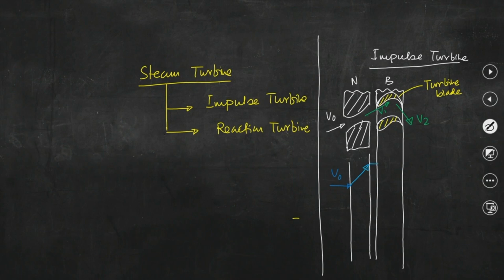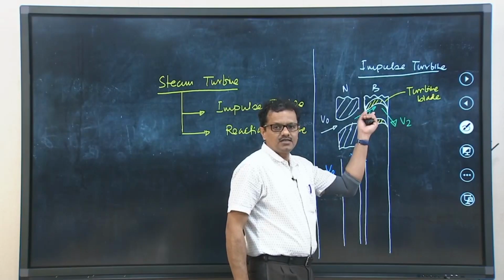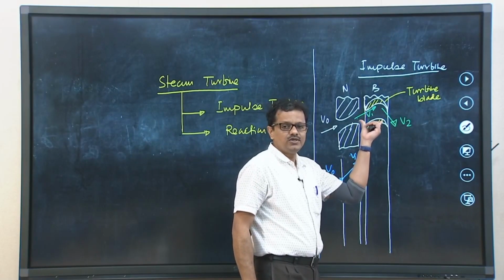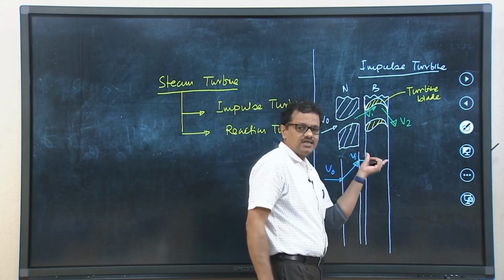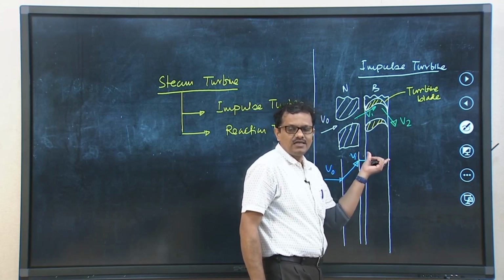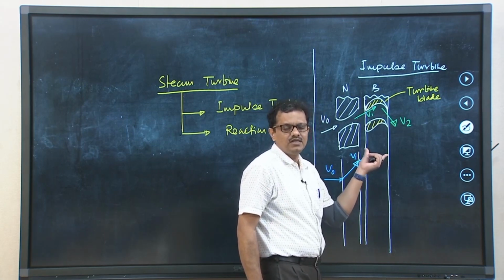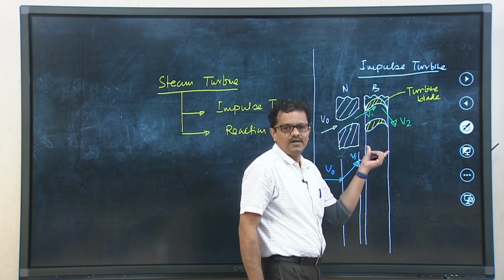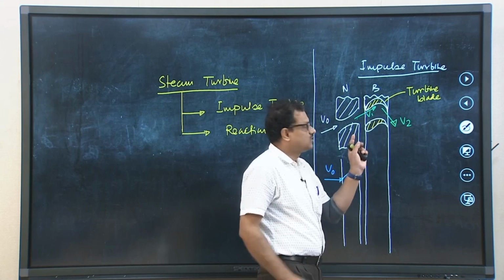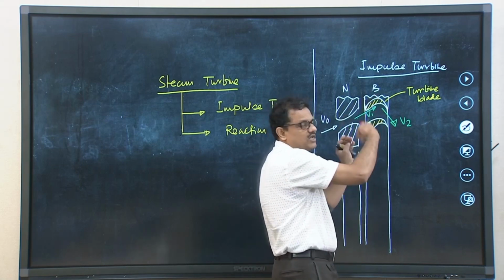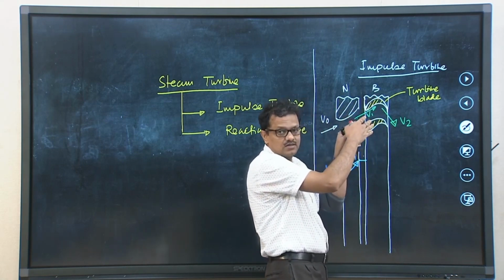So, this is V1, and finally, while it is flowing through the passage formed between two consecutive blades, there is a drop in velocity. It is because of this drop in velocity, that is loss of momentum, that momentum would be absorbed by the rotating part. So, basically these blades are only rotating while nozzles are fixed.